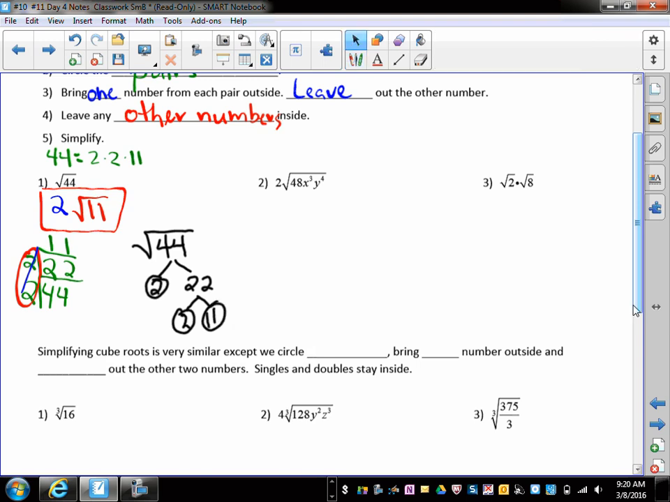Same idea. I have to have 2 of a kind. So here's 2 of a kind, that comes out in front. 11 is all by itself, so he stays underneath. So it's the exact same process, just whichever method you prefer to break it down. Alright, any questions on number 1?